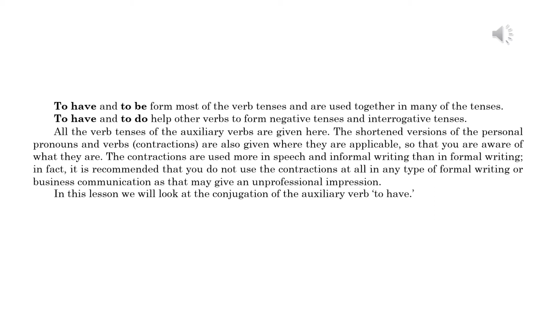All the verb tenses of the auxiliary verbs are given here. The shortened versions of the personal pronouns and verbs, contractions, are also given where they are applicable, so that you are aware of what they are. The contractions are used more in speech and informal writing than in formal writing. In fact, it is recommended that you do not use the contractions at all in any type of formal writing or business communication, as that may give an unprofessional impression. In this lesson, we will look at the conjugation of the auxiliary verb to have.